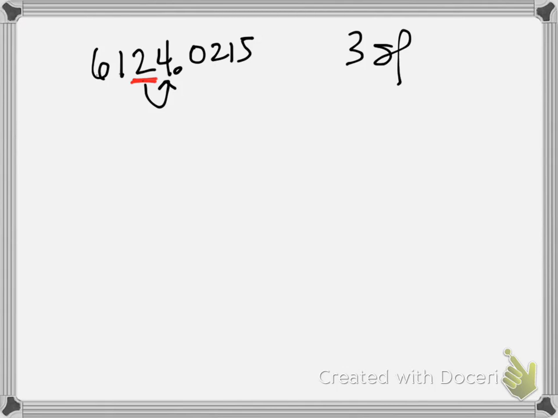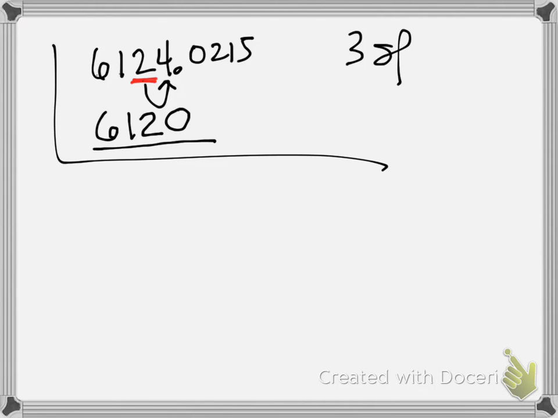So this ends up being 612. Now, can we just leave it as 612? We have to have a placeholder 0 there. Because if we bet 6,120 cookies and I gave you 612 cookies, you would not be happy. There's a difference in those two numbers. So 6120 is 3 sig figs.